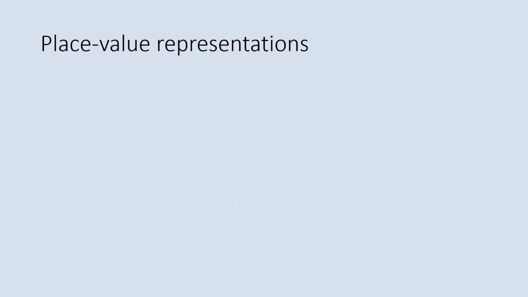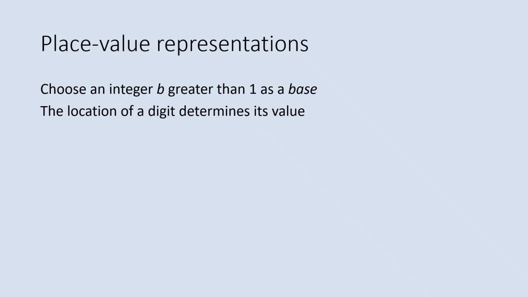So the place value representation is based on an integer b that's greater than 1, that we will choose as the base. In most day-to-day numerical operations, we're thinking of base 10, but there are other bases as well, and they all have the same pattern, the same structure. The location of a digit determines its value, and so we have the whole number portion to the left of a point or some kind of character, and then the fractional portion to the right.